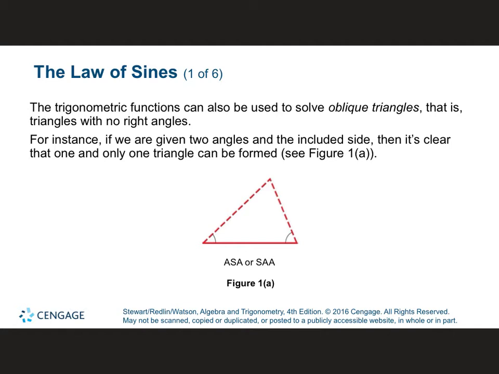So, for instance, if we're given two of the angles, we can find the missing angle by using the fact that the sum of the angles in a triangle is 180 degrees. We subtract the other two angles, and whatever the leftover degree is, that is the missing angle. From there, we can use the law of sines in order to find the missing side that we're looking for.